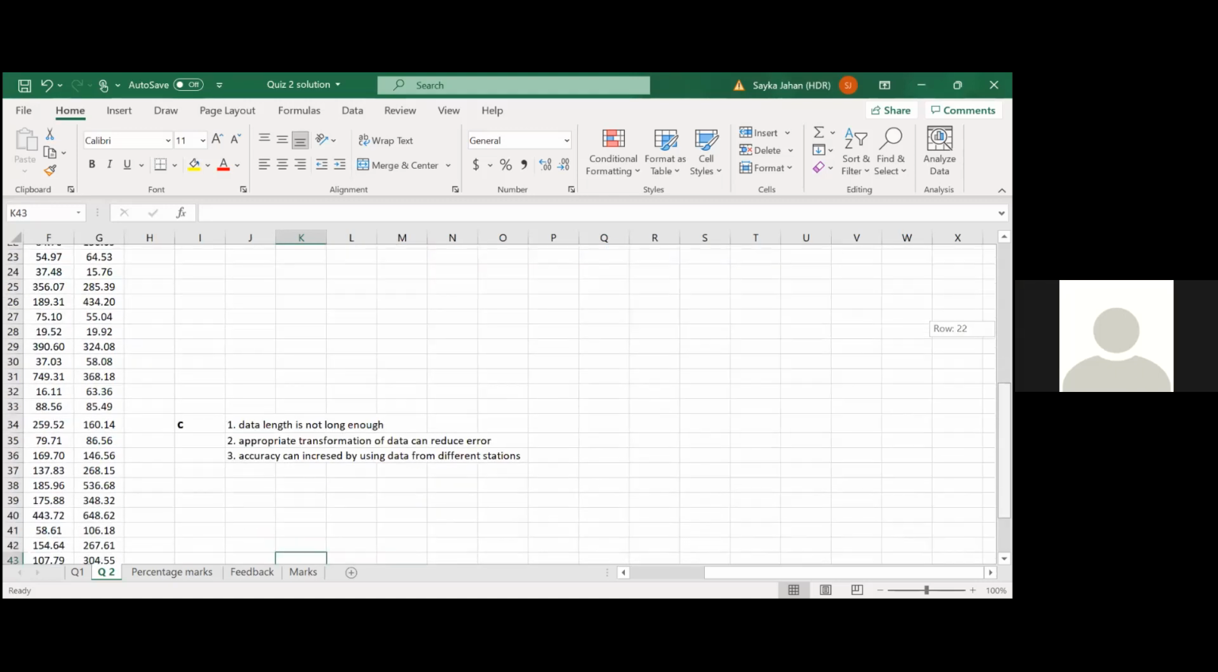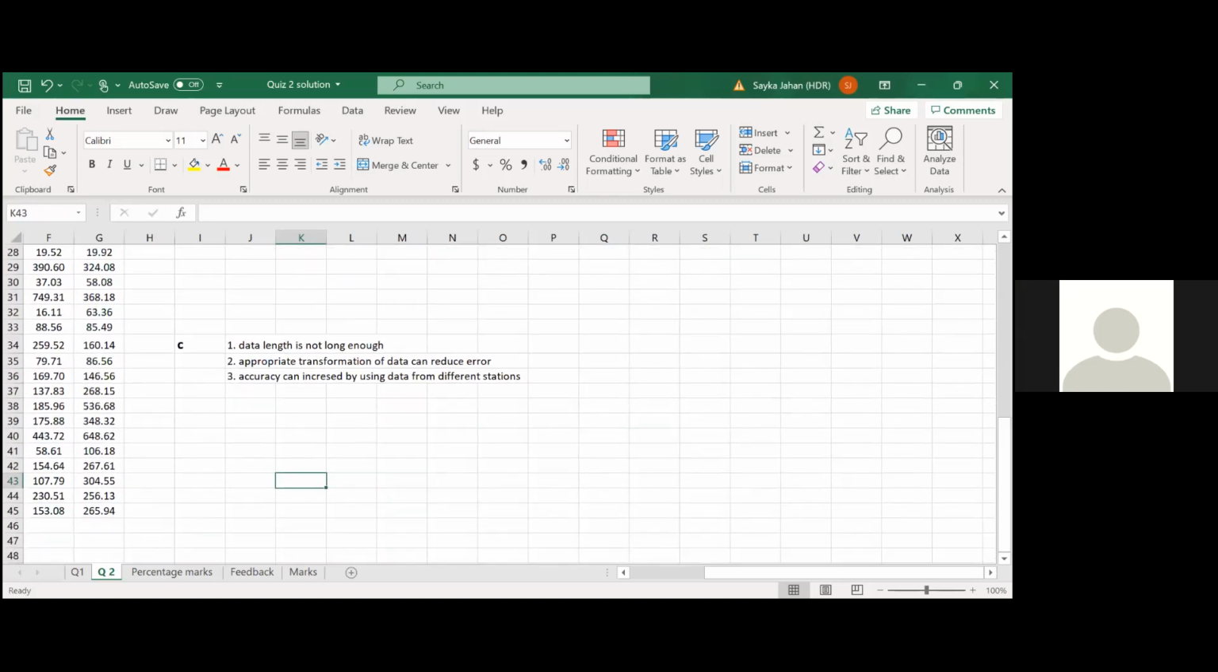And here the accuracy level can be increased by considering these three topics: data length, appropriate transformation of data, such as log transformation, and accuracy can increase by using data from different stations nearby.